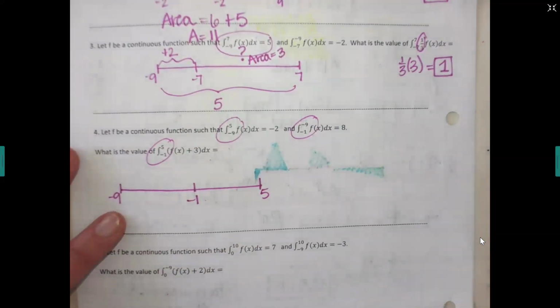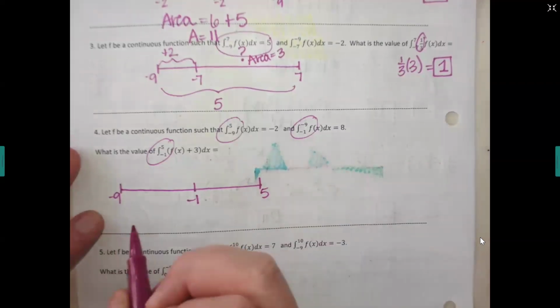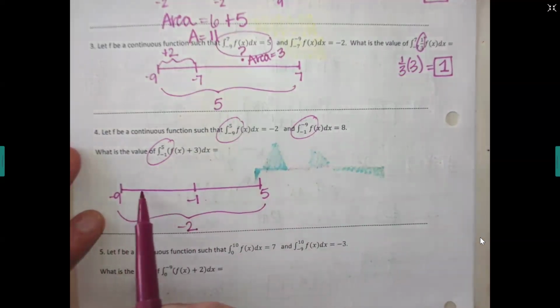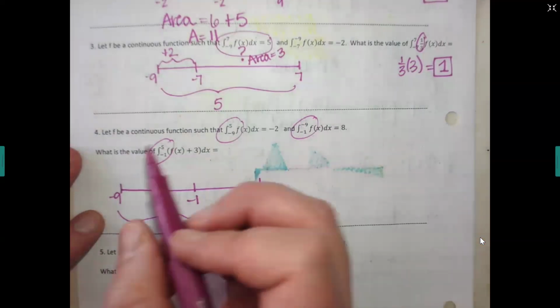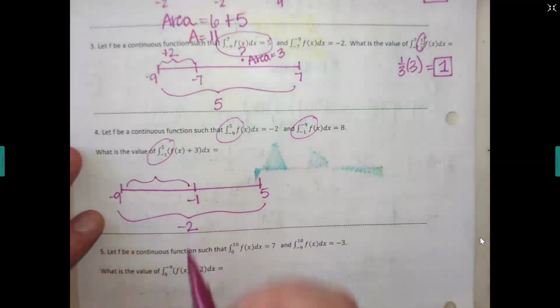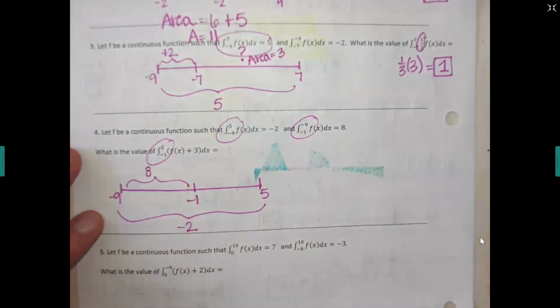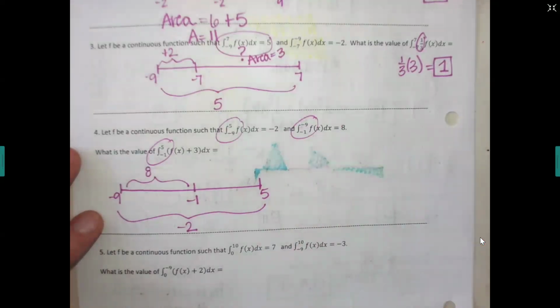From -9 to 5, what is my area equal to? -2, and it is already in the correct order. So I know that this piece plus this piece should give me -2. My -1 to -9 is 8. So I'm going to place that here. Can we fact check? Is 8 the correct value for that? No, because what's wrong with the order here? Backwards. -9 is the smaller of those two numbers, so it should be on the bottom. So this is actually a -8.